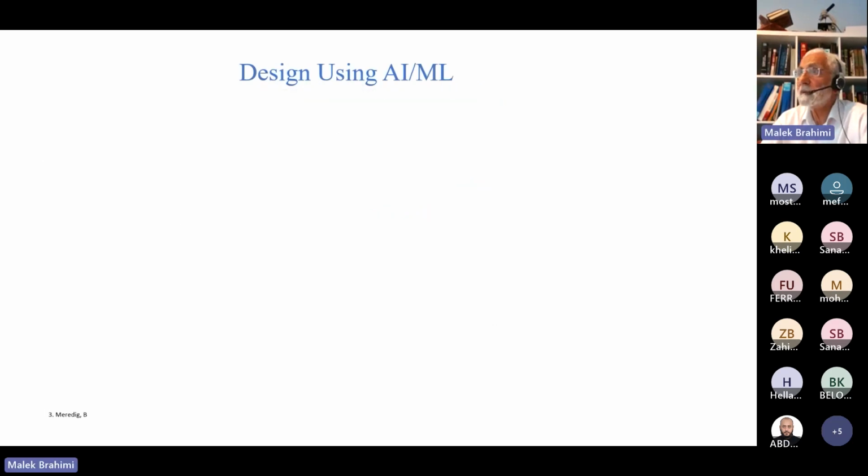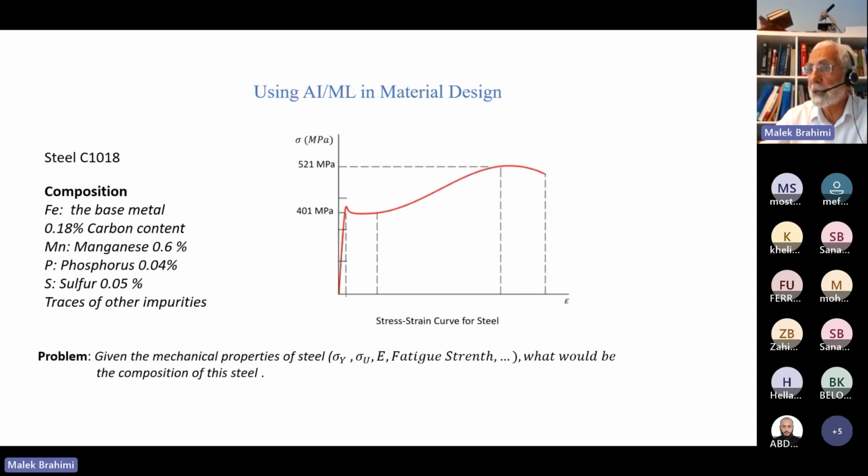Okay, design. Let's look at the design using AI and ML. So let's look at the direct, I want the forward method, from here to here. When we go from steel with these compositions to the properties, the mechanical properties. So now I did it by hand. This is the correct way to get the mechanical properties. From this information I get the mechanical properties.